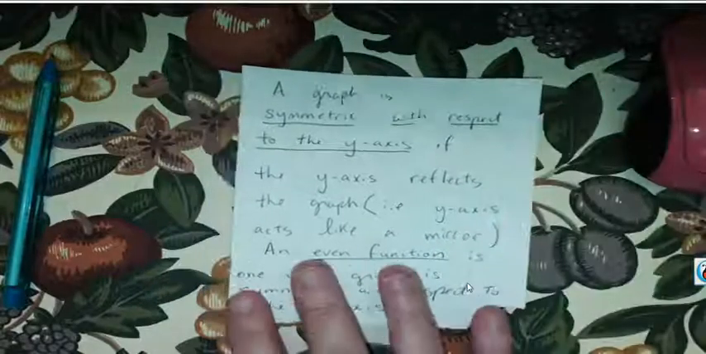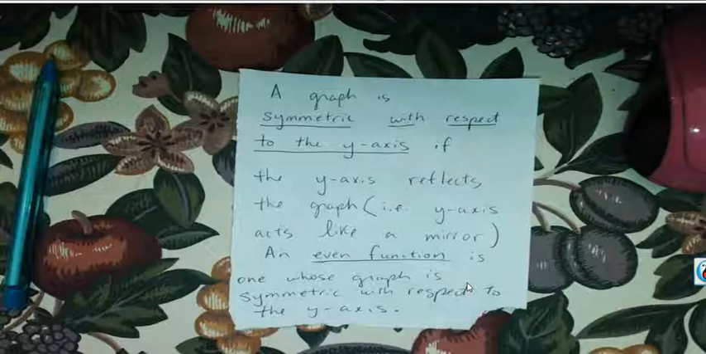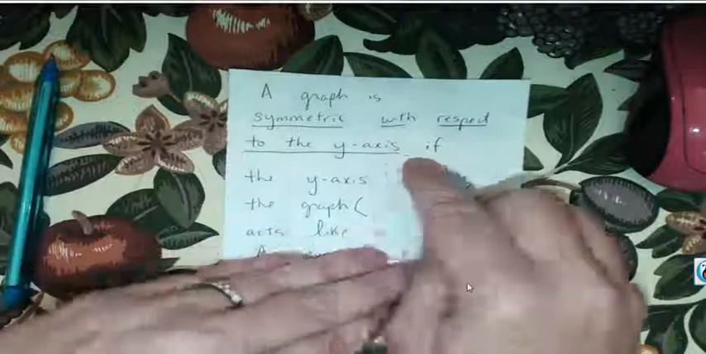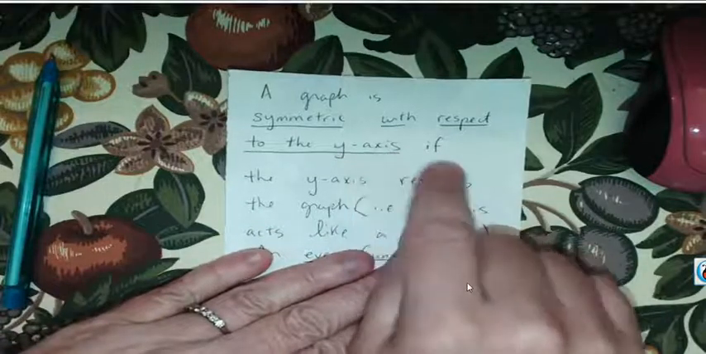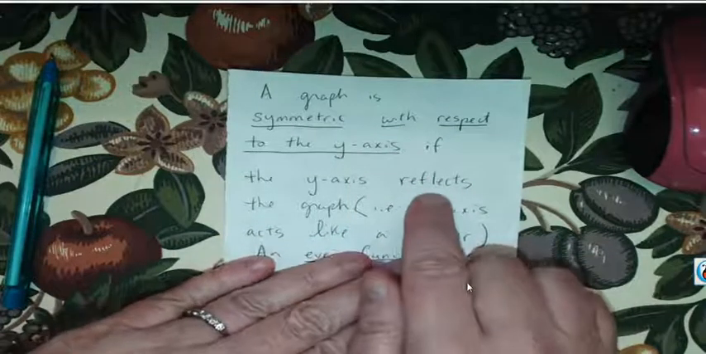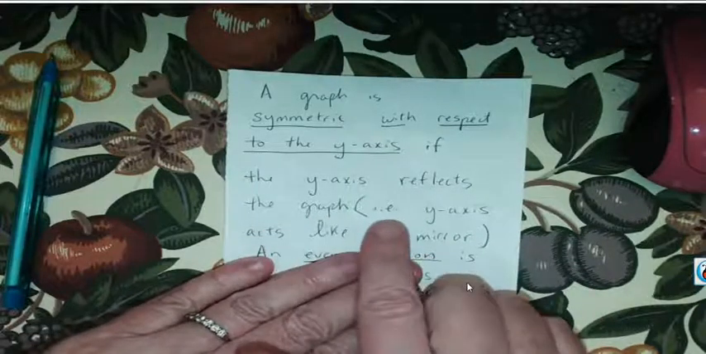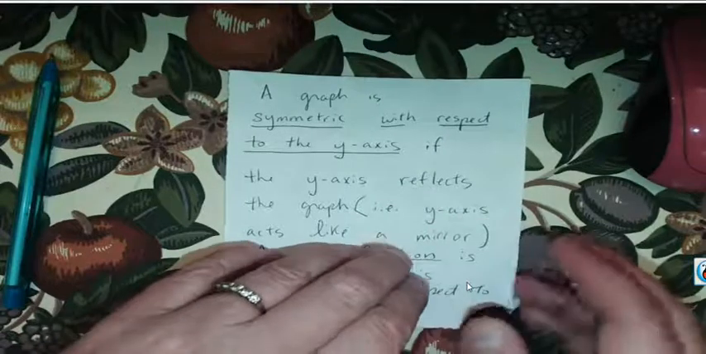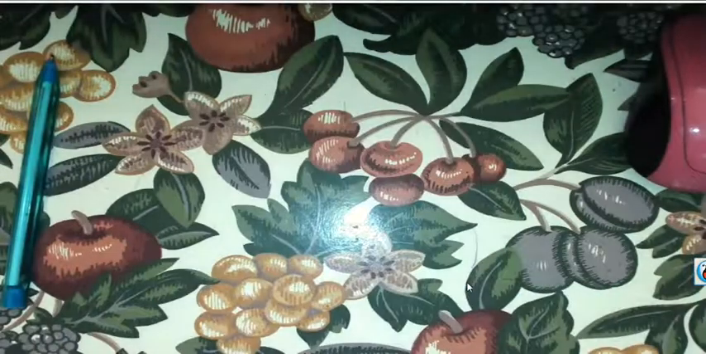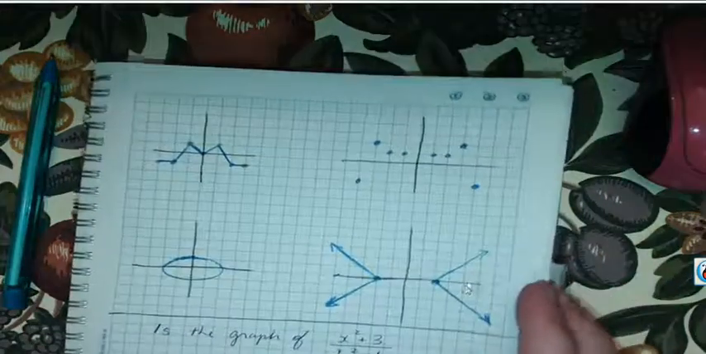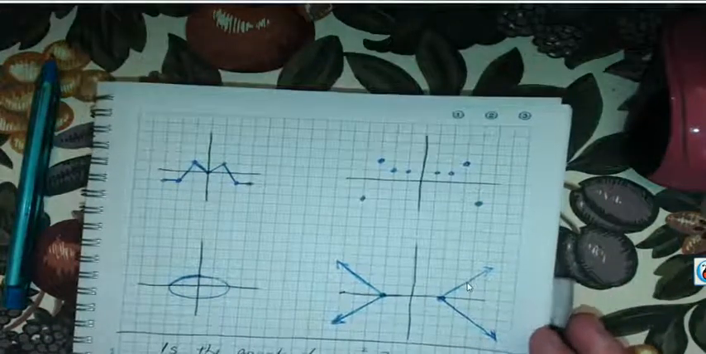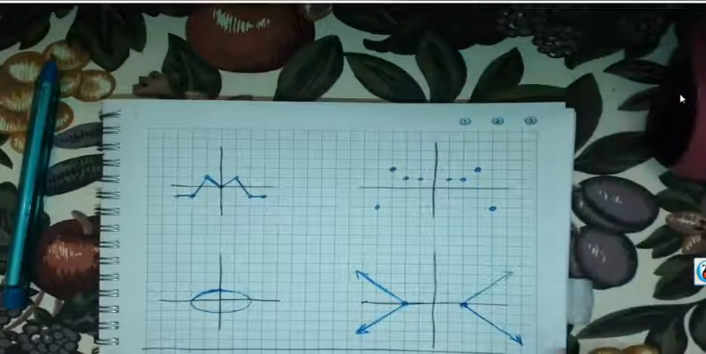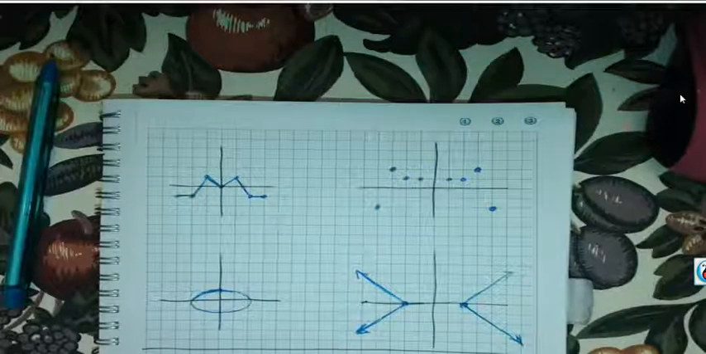Okay, in this video we're going to learn about symmetry. So a graph is symmetric with respect to the y-axis if the y-axis reflects the graph. And what that means is the y-axis acts like a mirror. So let's have a look, first of all, at some of these. Okay, so all of these graphs are symmetric with respect to the y-axis.